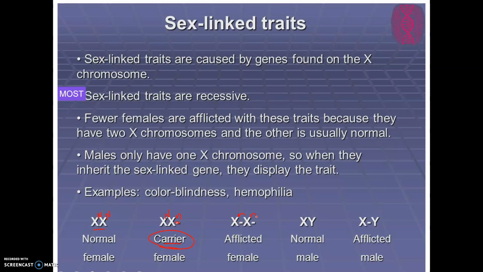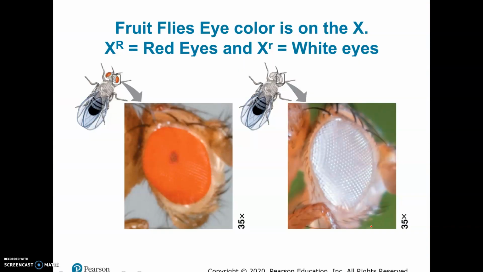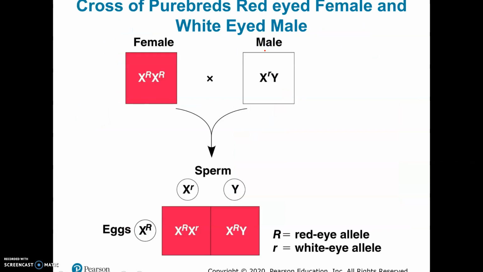Now, a male can't be a carrier. He only has 1 X. So if he's X^N Y, he's normal, and if he's X^n Y, he would be colorblind. So that's sort of what these look like. You're always going to draw the letter for the trait, and you're going to put it on the X. So in fruit flies, X^R codes for red eyes. See how they write the gene on the X, and X^r codes for white eyes. And they literally can have red colored eyes and white colored eyes.